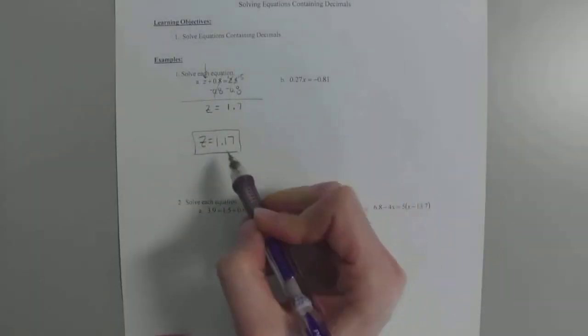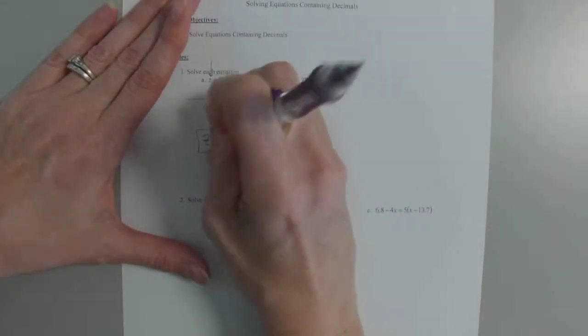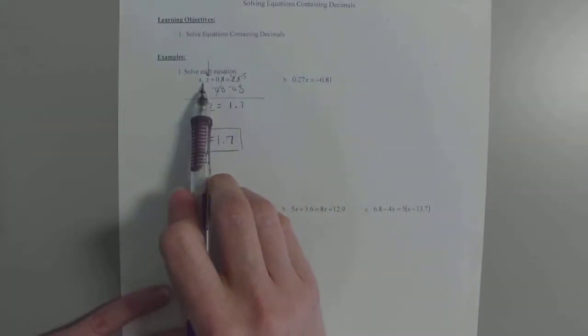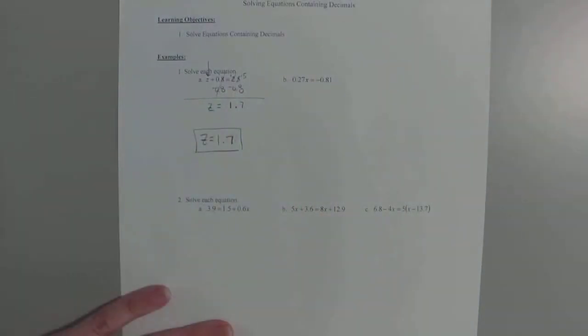1.7. Oops, why did I put 1.17? 1.7 is our answer. And if you ever want to check it, you can say, okay, 1.7 plus 0.8 will get me to 2.5. Okay? But the key thing is you want to get your variable by itself on one side, so whatever else is over there, use the opposite operation.